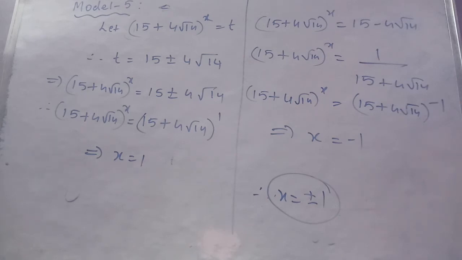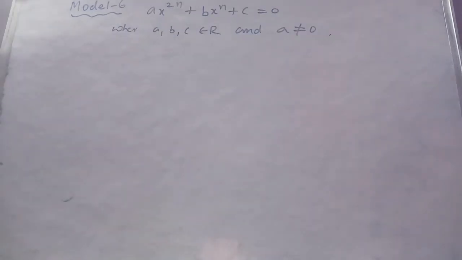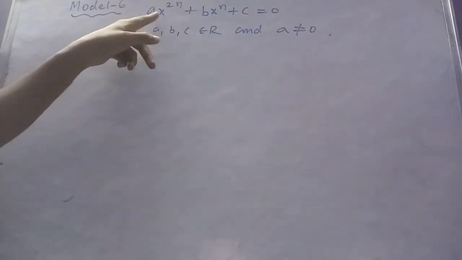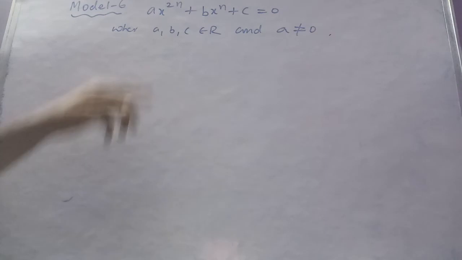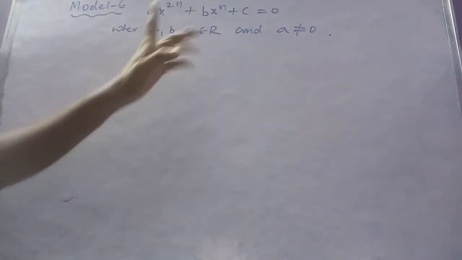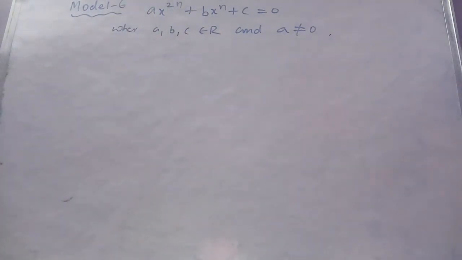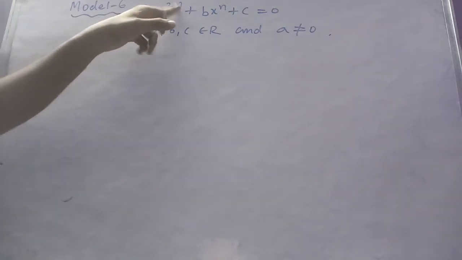So let us look into one more model in today's video, which is very easy. Of course you can easily encounter, and you have already seen that model in model 4. Let us see that. Here is our sixth model, which is very easy model. The equations of the form a into x power 2n plus b into x power n plus c equal to 0, where a, b, c are coefficients that are real numbers and a is not equal to 0. And moreover n is a natural number.